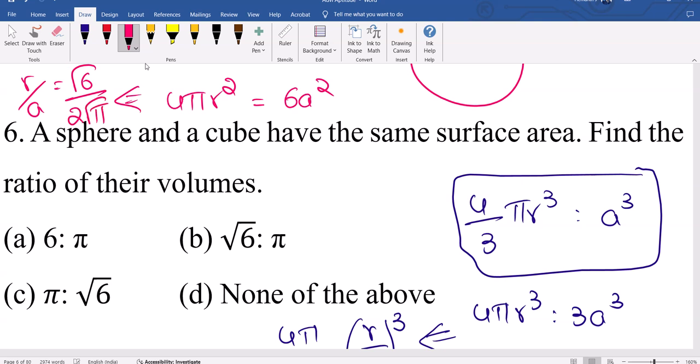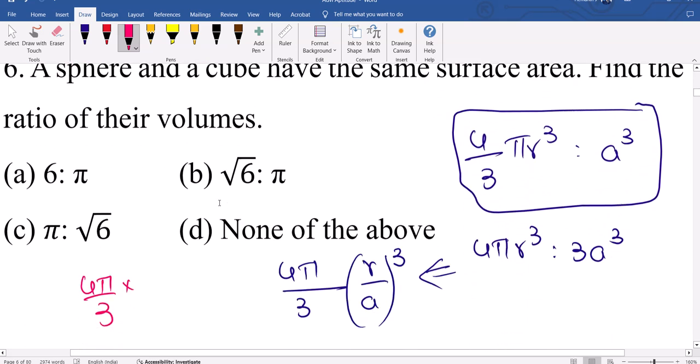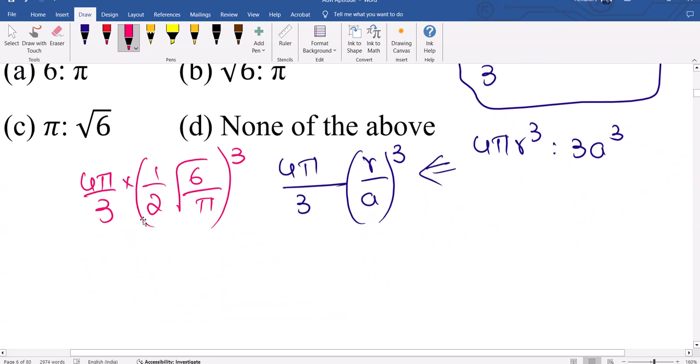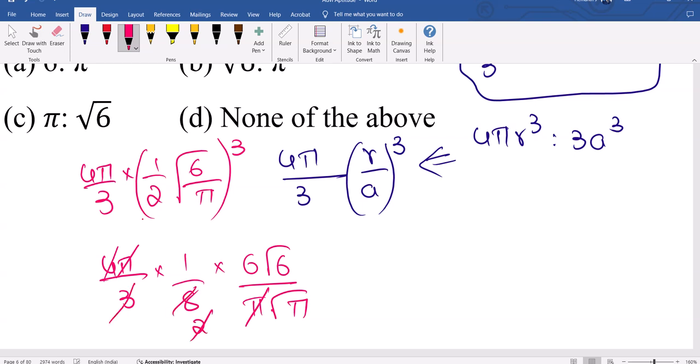Now you want 4 pi by 3 into r by a whole cube, which is 1 by 2 root 6 divided by root pi, whole cube. Doing all this: 4 pi by 3, 1 by 2 cube is 8 in the denominator; in the numerator root 6 whole cube is 6 root 6; root pi whole cube is pi root pi. Pi gets cancelled, 4 ones, 4 twos, 3 into 2, 6 get cancelled. Finally, we are left with root 6 divided by root pi, none of the options.